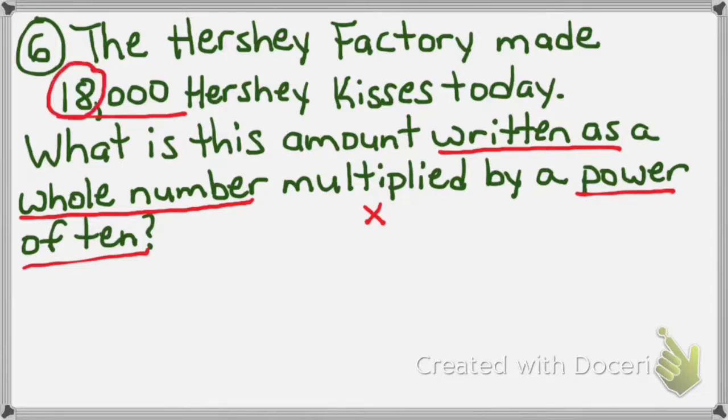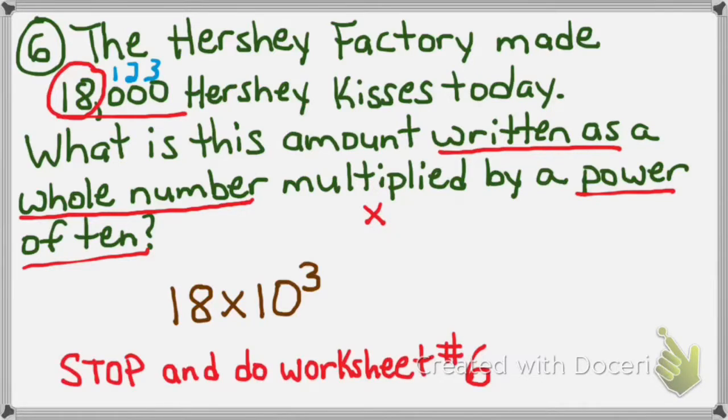Well, if I look back at my given number, 18,000, 18 is my basic fact. So I'll write that down. That's my whole number, multiplied by, well, multiplication is the times sign, a power of 10. So I need 10 to the what power? Well, how many zeros are left in my answer? 1, 2, 3 zeros. So therefore it will be 10 to the third power. So 18 times 10 to the third power is the same thing as 18,000. I wrote it as a whole number, 18, multiplied by a power of 10, which is 10 to the third power. Please stop and complete worksheet number 6 right now.